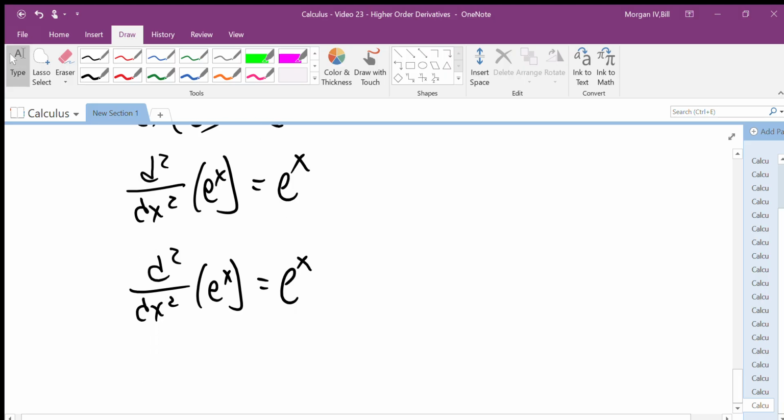The fourth derivative, oops, I said third and I did not write 3. The third derivative was e to the x. The fourth derivative is e to the x. The fifth derivative is e to the x. The nth derivative is e to the x as well.